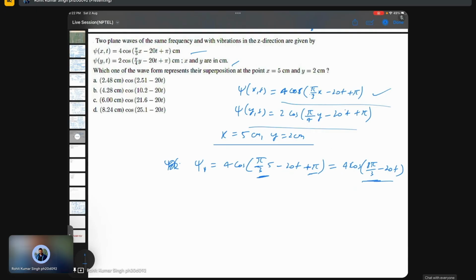So it will be just like a phase, a constant phase. Okay, and that's what you see here. So this x dependence here contributed just to the phase of the wave. Okay, and similarly psi 2, when you put y equal to 2 centimeter, psi 2 will be nothing but 2 cos(3 pi by 2 minus 20t).